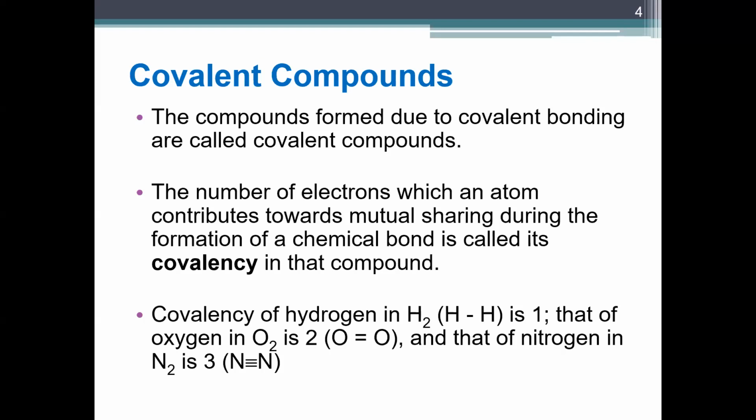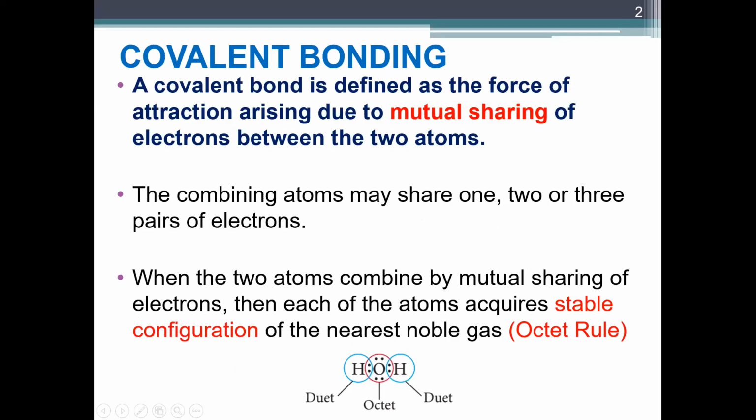The number of electrons that an atom will contribute for the mutual sharing when the bond is formed is called the covalency of that compound. So if each of them contributes one electron, the covalency of the electrons they are sharing will be 1. If they are sharing 2 electrons, the covalency will be 2. If they are sharing three electrons, the covalency will be 3. In the previous example, the covalency here is 1.